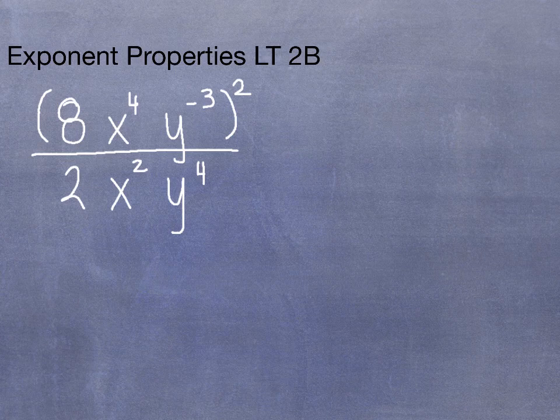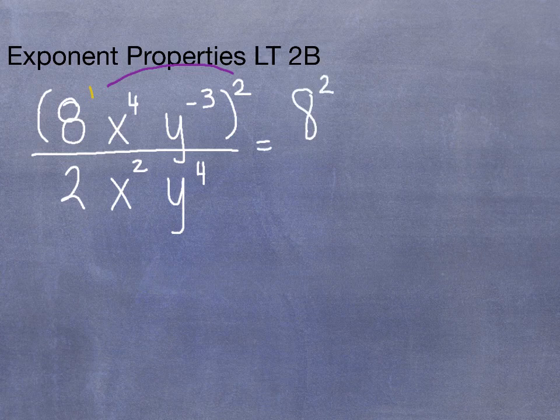Remember, your 8 up on the top has an imaginary exponent of 1. So I'm going to put that there just so we remember. Now, we're going to work on the numerator. So this 2 needs to be multiplied by every single thing inside my parentheses. So let's start with the 8 to the first. So my 8 stays the same, and I multiply 1 times 2, which is going to be 2.